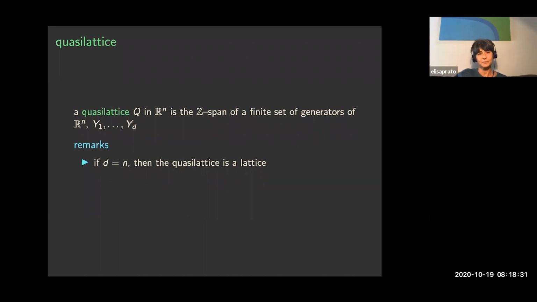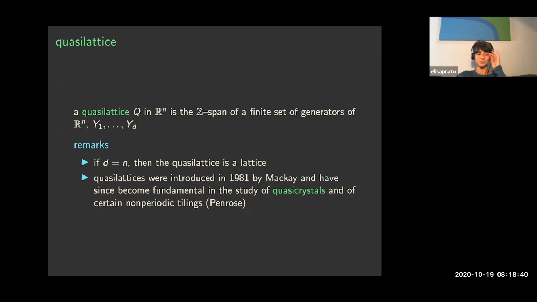After a while, I searched a little bit to see if this object was already present in the mathematical literature. And after a while, I ran into them, and I discovered that these objects had been named quasilattices by quasicrystal geometers. The first time that this term appeared is in 1981 in a paper on quasicrystals by Mackay.